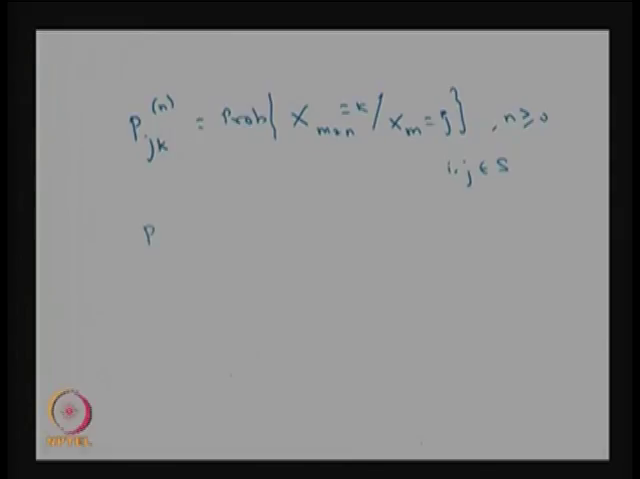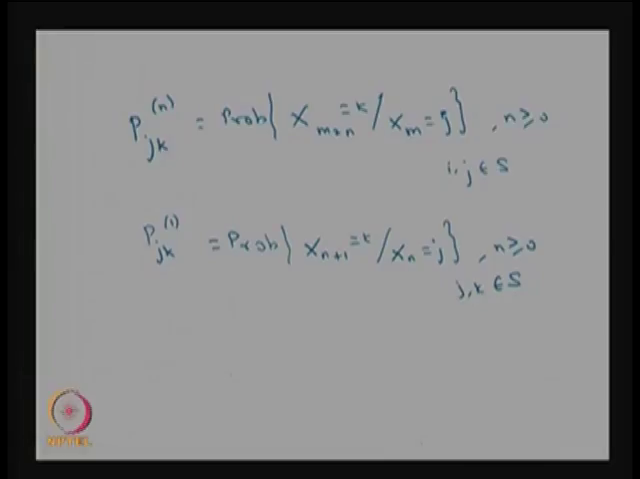Also, we discussed in the last class the one step transition probability p_{j,k}. We can write it with the superscript 1 in brackets, or remove the superscript. That is nothing but the probability that the system will be in the state k in the (n+1)th step given that it was in the state j in the nth step. Here also j, k belong to S. So, this is the one step transition probability.